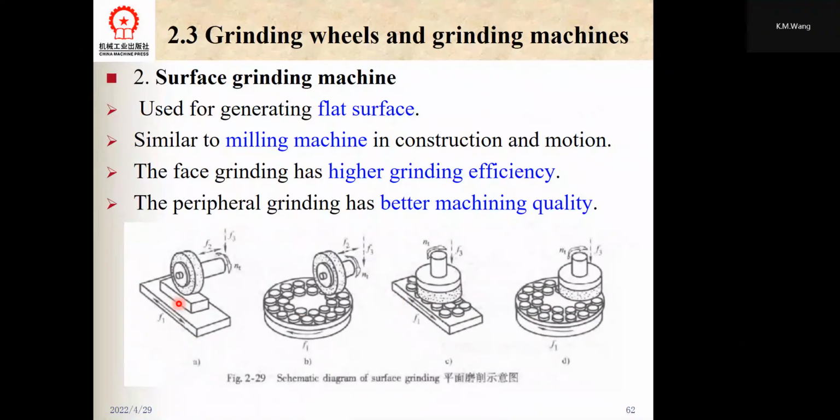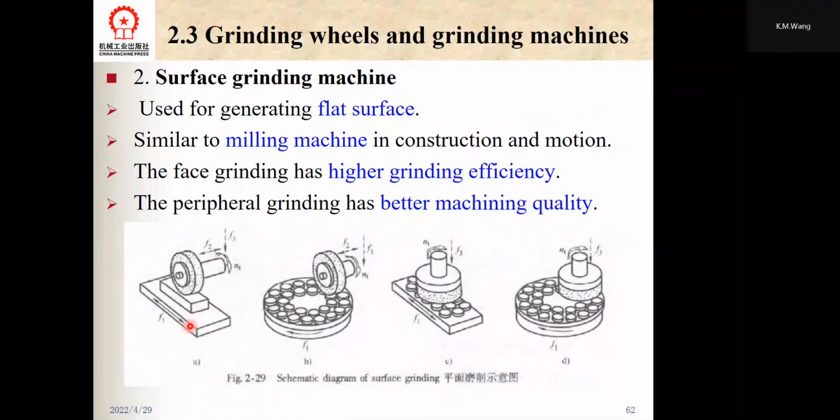there are basically 4 types of surface grinding machines. This is shown in this picture. There are 4 types of surface grinding machines. And the first is this.